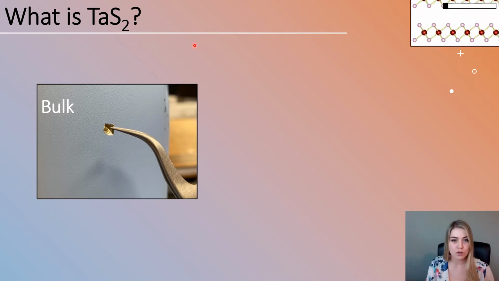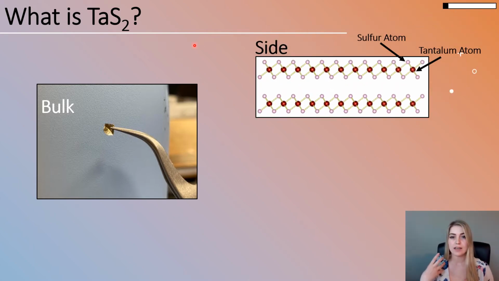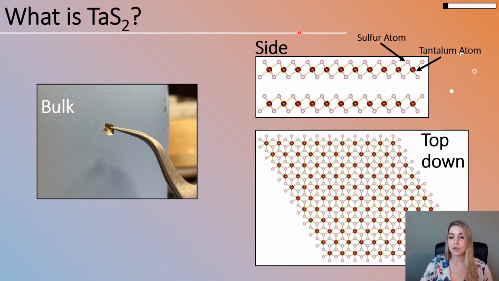So if we zoom in, we can see the side profile of the crystal lattice. There is a layer of tantalum atoms that are sandwiched between sulfur atoms. And if you look at the top down of that plane and focus on the tantalum atoms, you can see that they have a hexagonal structure.